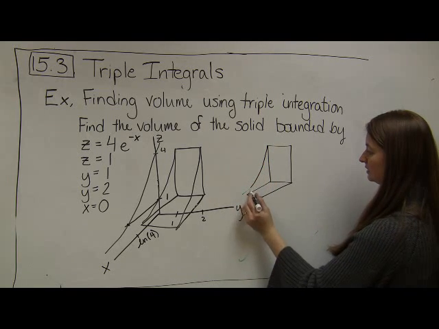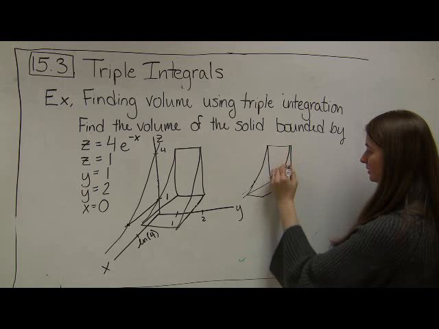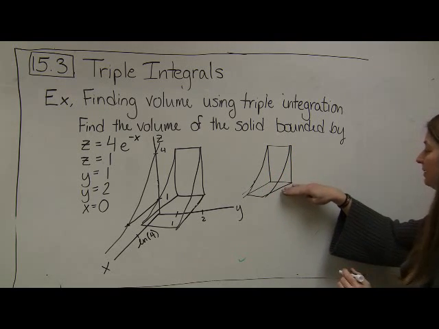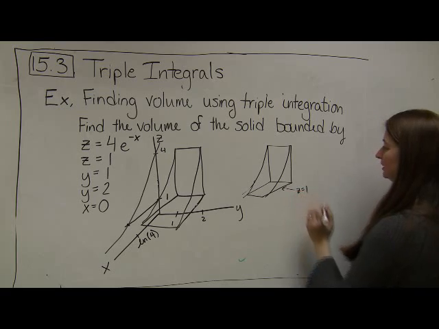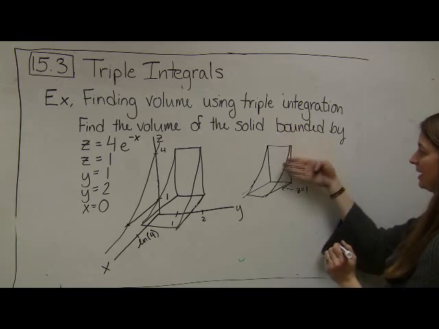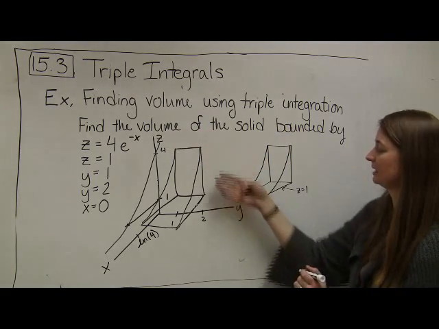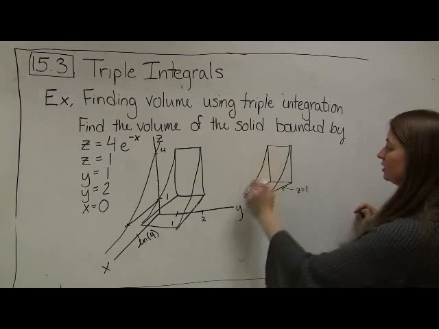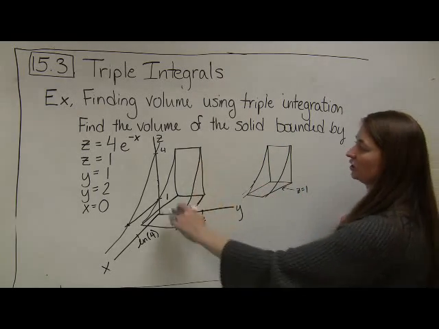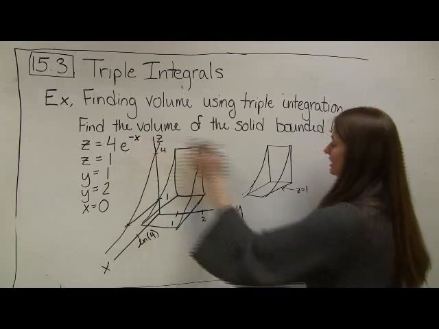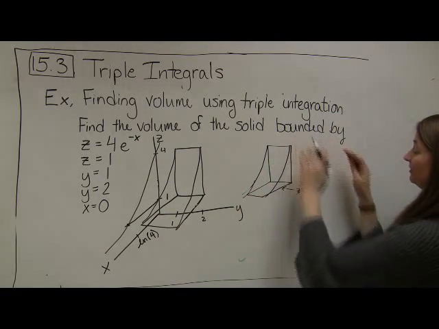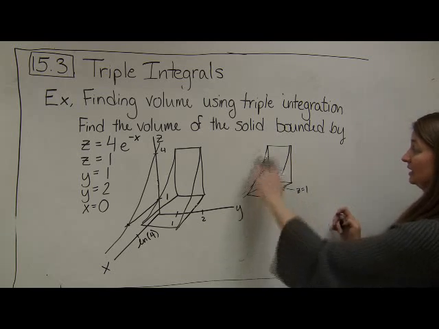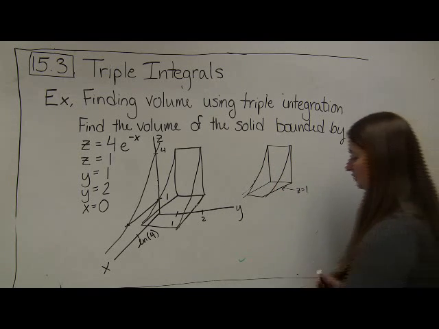Oops. See, it's a skateboard ramp. The bottom down here is the plane where z equals 1. The back of this is in the zy plane where x equals 0. These sloping down places are the curves 4 times e to the negative x. And really what we want to do is find the volume of this thing. How are we going to find the volume of this?